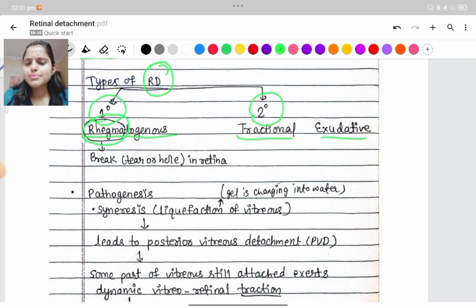Rhegma means there is a break, tear, or hole in the retina. The retinal detachment may be due to a break, traction, or exudation.